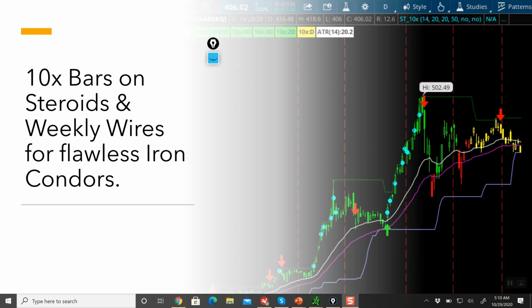I wanted to make a video to show y'all how I use the 10x bars on steroids indicator combined with the weekly wires indicator for flawless iron condors. Gonna mess that one up. But here, I'll go ahead and show you what I have put together.